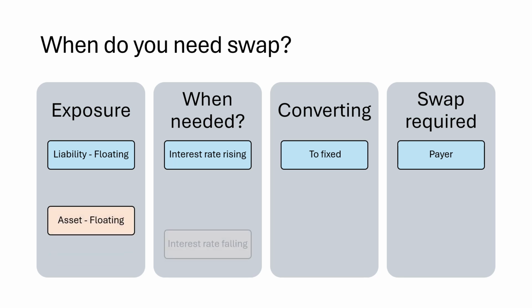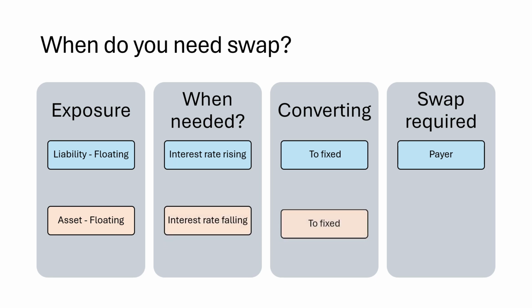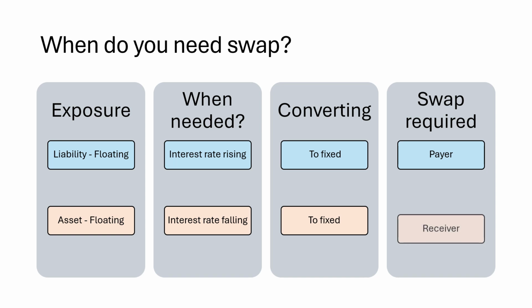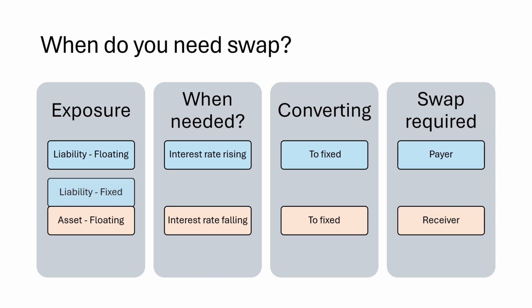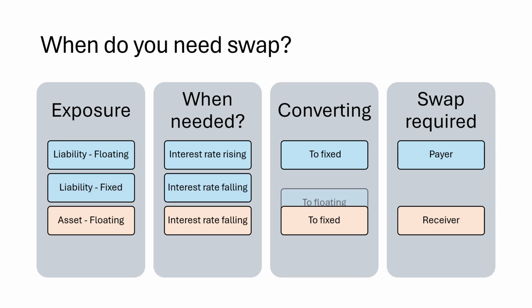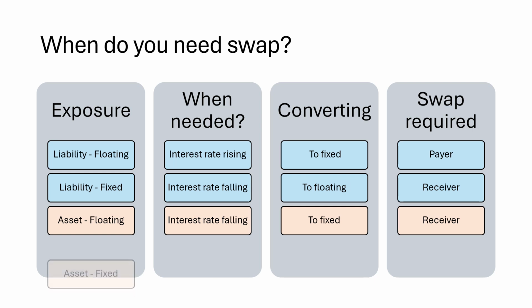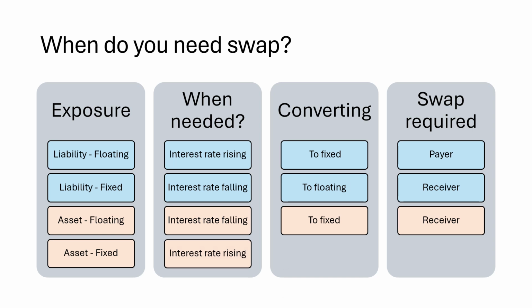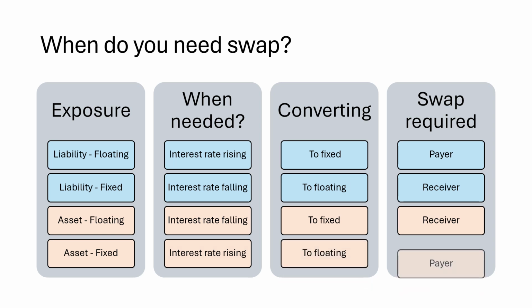If you have an asset that is floating and interest rates are falling, then you need to convert it to a fixed rate, and that swap you require is a receiver swap. Exactly opposite, when the liability is fixed and interest rates are falling, you need to convert it to floating interest rate and you require a receiver swap. If you have a fixed asset and interest rates are rising, then you need to convert it to floating interest rate and the swap required is a pair swap.